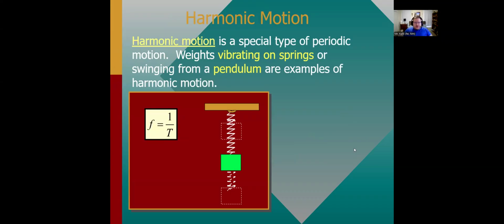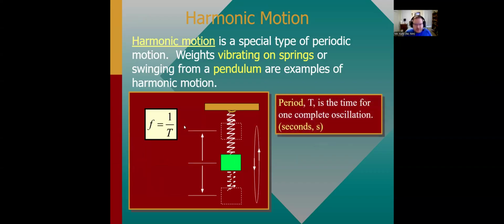Alright, so harmonic motion is a special type of periodic motion. I guess we should define periodic motion. We've kind of done it already. For example, an orbit: the path of a satellite repeats over and over again, or circular motion, or something rotating back and forth. If it's rotating at the same speed, that's periodic motion, something that repeats itself over and over again. And harmonic motion is a special type of that. For example, a weight vibrating on a spring or swinging from a pendulum will follow harmonic motion.